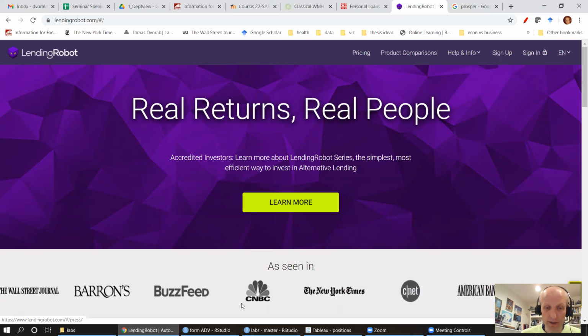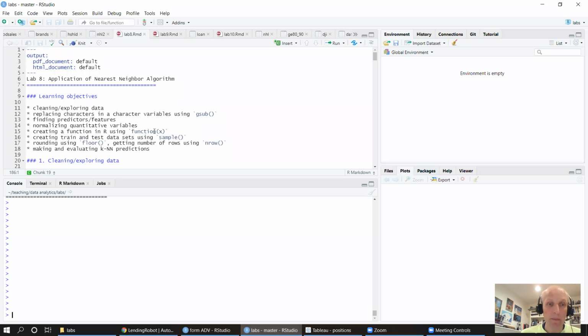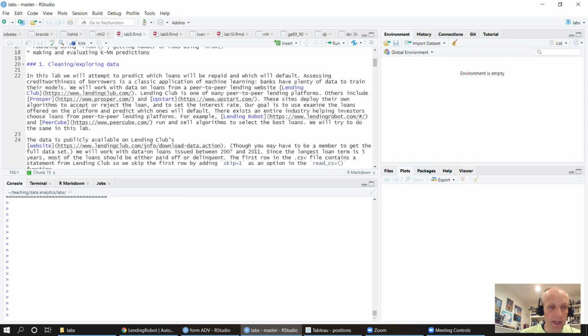So let's take a look at this data. We're going to spend some time exploring and cleaning the data. We'll need to normalize some of the predictor variables so that they're all on the same scale. We're going to use KNN, evaluate the algorithm, and that will be it. So let's load in the data.